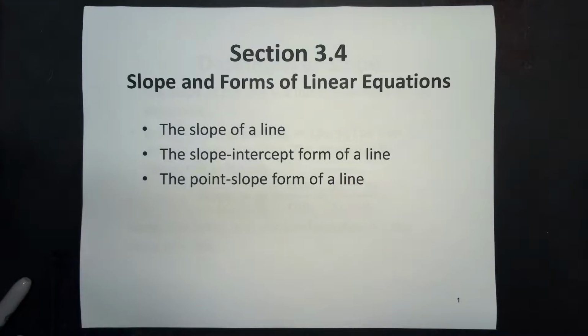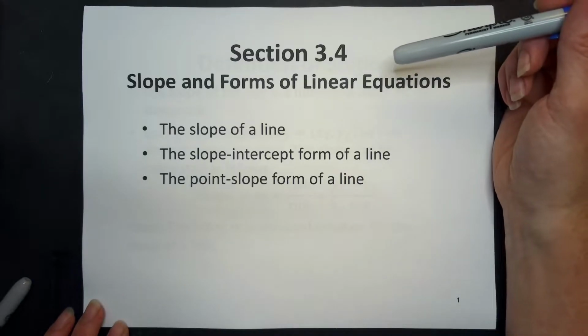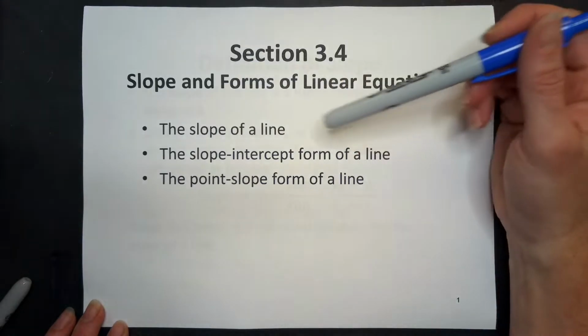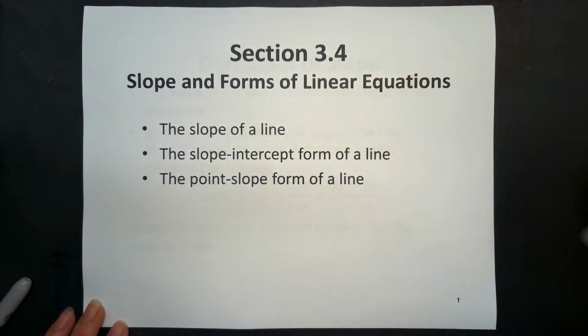Alright, so today we're going over 3.4, slopes and forms of linear equations. We're going to talk about the slope of a line, the slope-intercept form of a line, and the point-slope form of a line.